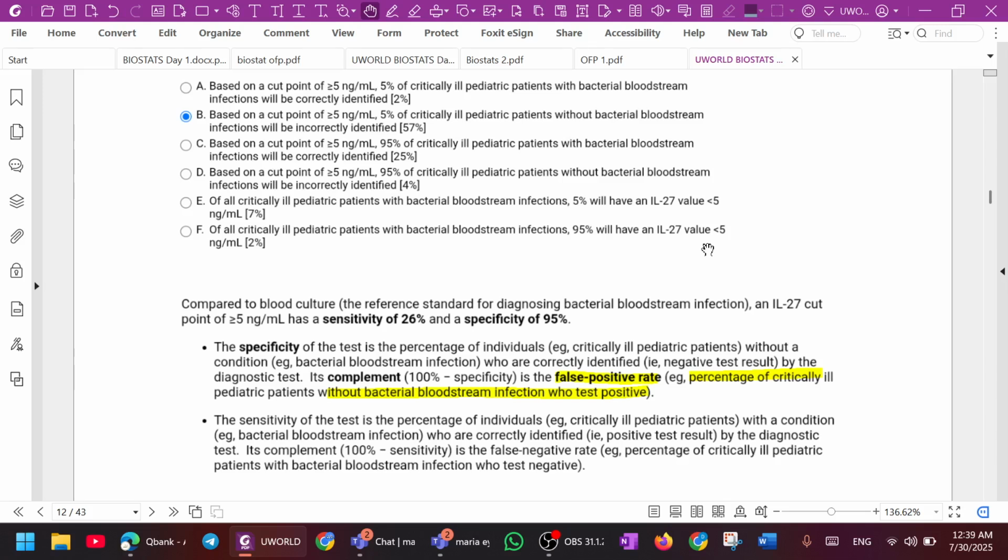Makes a little bit of sense? Yes. Okay, at least you can eliminate all the other ones. Worst case, you'll be left with those two. So the key here was just to find out specificity and its opposite, false positive, and then sensitivity and its opposite, false negative. Yeah, false negative. Okay.